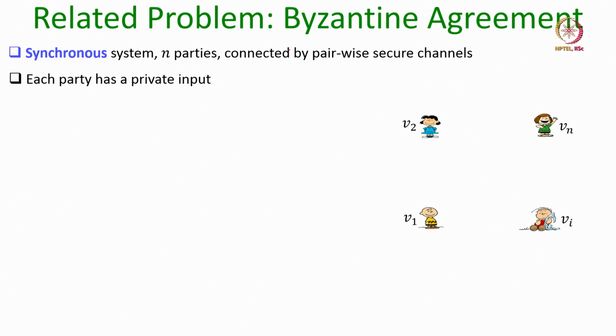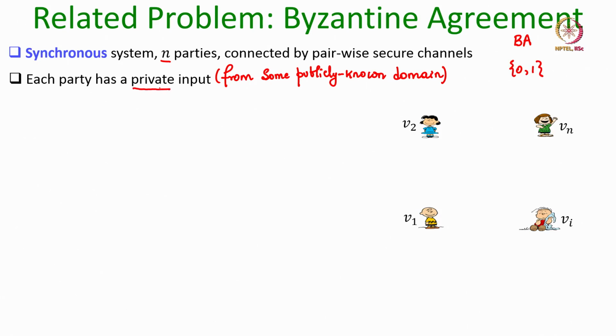A related problem is the Byzantine agreement problem. We use the short form BA, and here also the system model is the same as for the previous problem. We have a synchronous system of n parties in the secure channel model, and each party has a private input, okay. I am denoting the inputs as V1, V2, Vi, Vn from some publicly known domain. So, in the simplest form, the domain could be the set {0, 1}. That means the input of each party is just a bit, but it is a private bit.